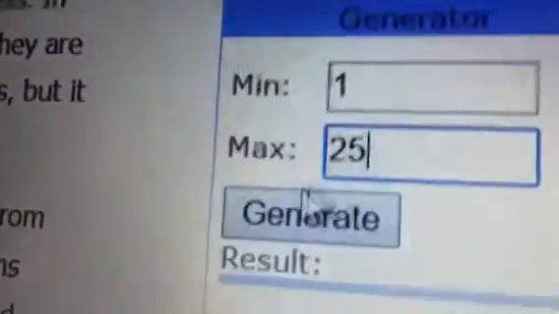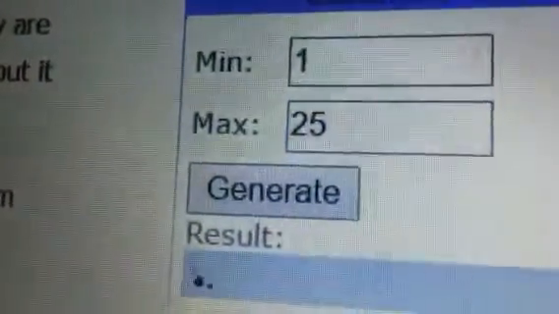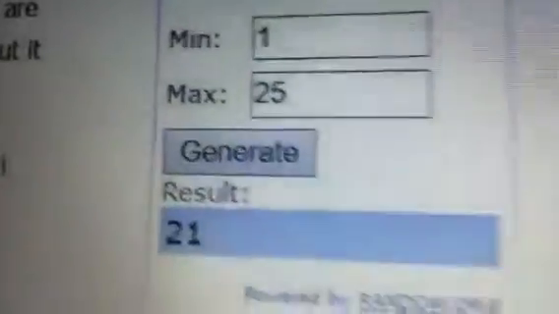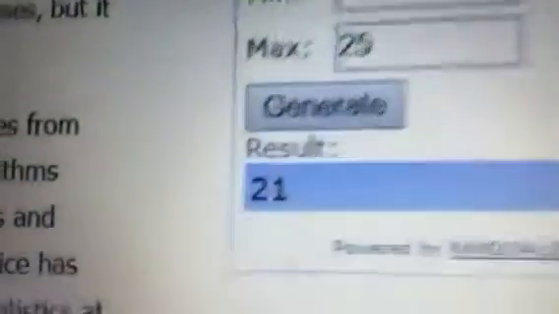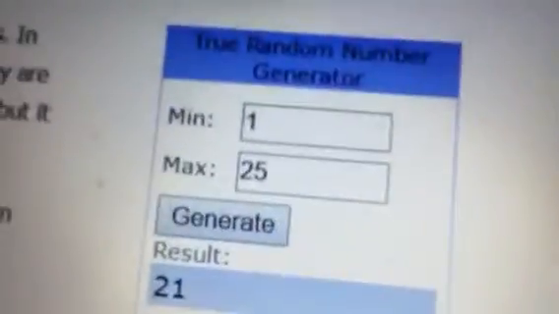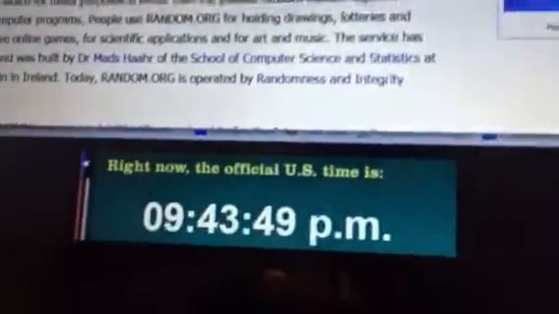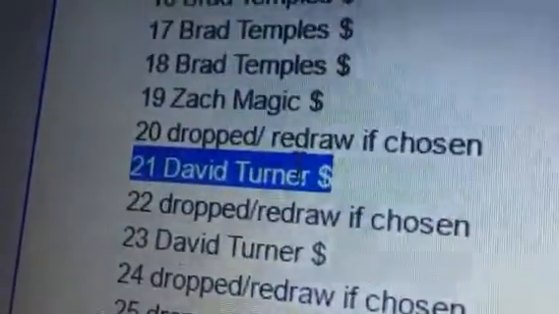Who's it gonna be? Winner goes to number 21. I think that's a good number. 21, based on the paper I'm looking at, 21 is a good number. There it is, 21, 943. 21, David Turner. Split the redraws.